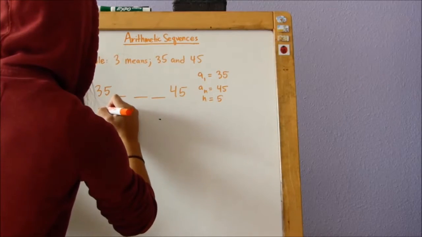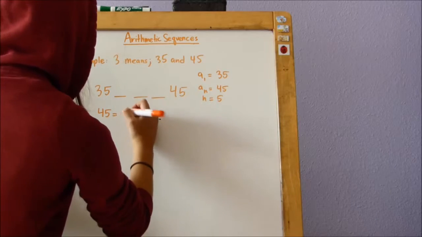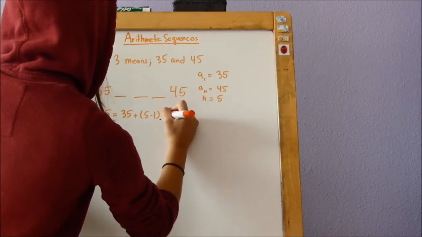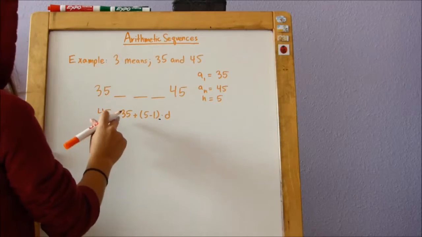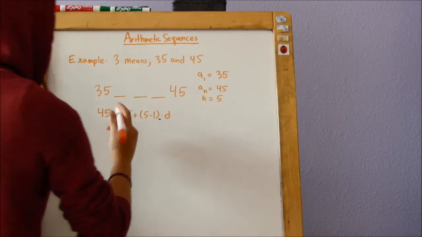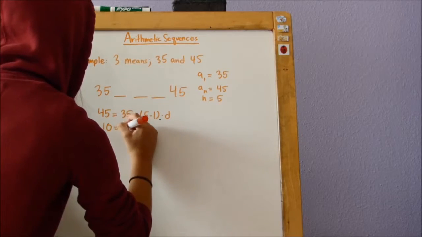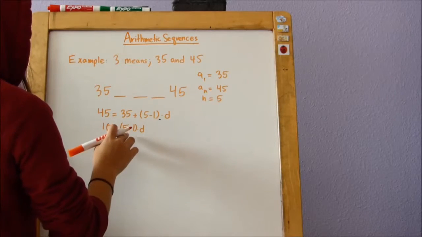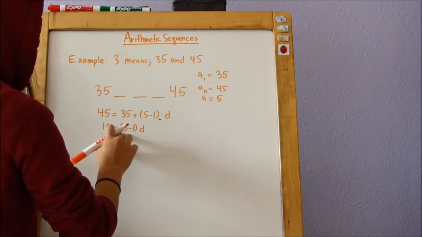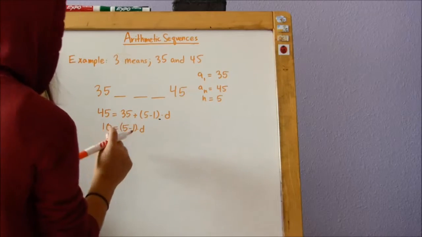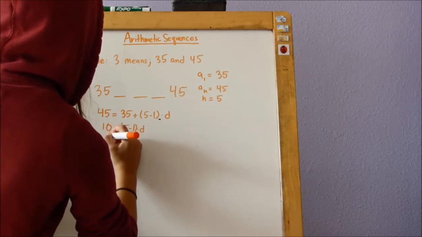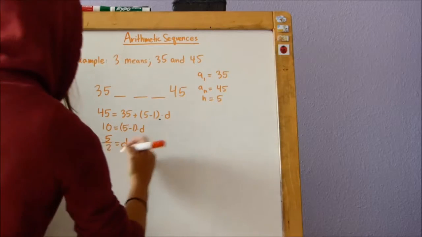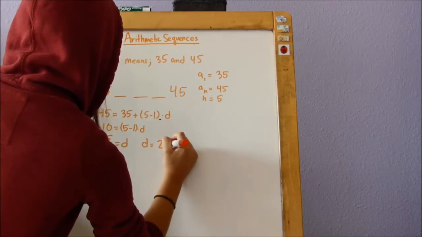So 45 equals 35 plus 5 minus 1 times D. We're going to subtract 35 from both sides to simplify. So 10 equals 5 minus 1 times D. We're going to subtract 1 from 5 to get 4, and then we're going to divide both sides by 4. So we're going to have 5 divided by 2 equals D. So our common difference is 2.5.